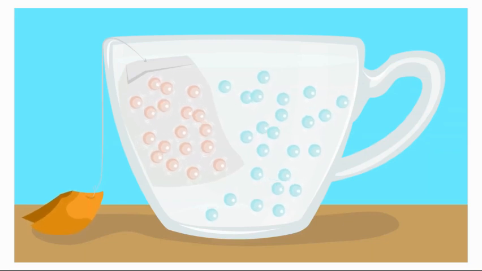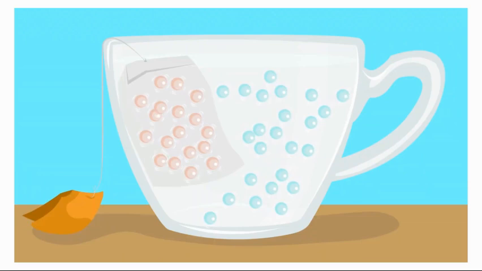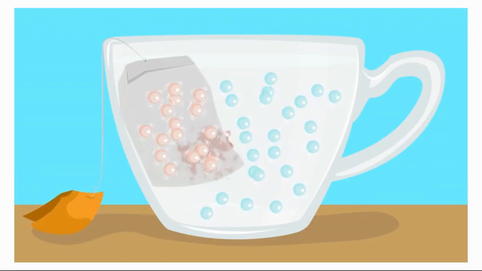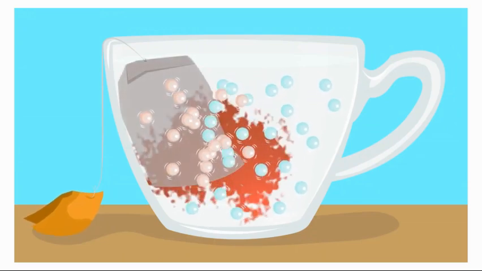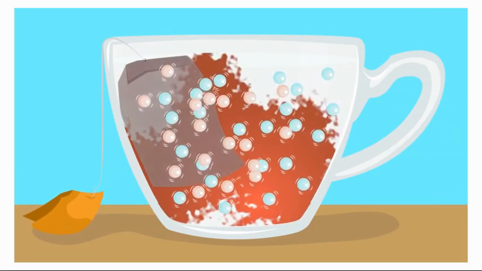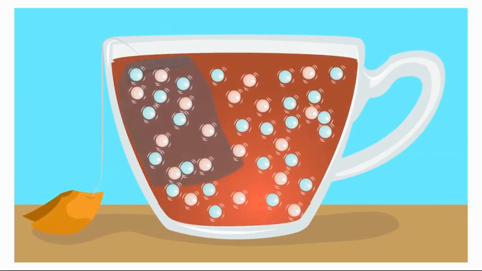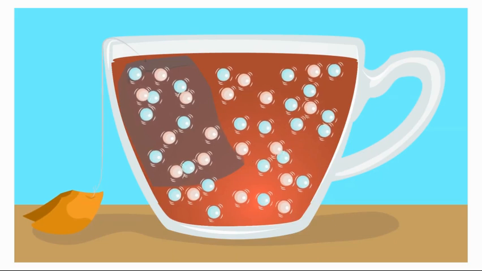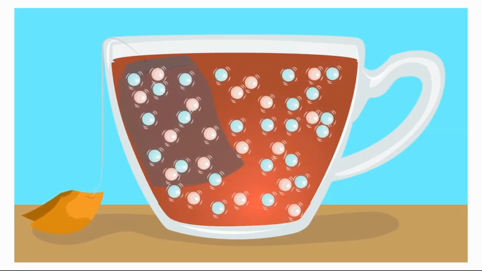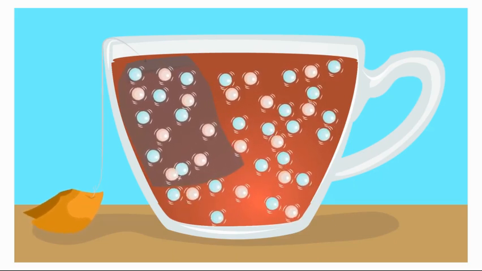Hot water brews tea more quickly than cold water. Because the water particles are moving fast, they bump into the tea particles, causing them to move around as well. Eventually, all the tea particles will mix evenly with the water particles. Your hot tea is now ready for sipping.